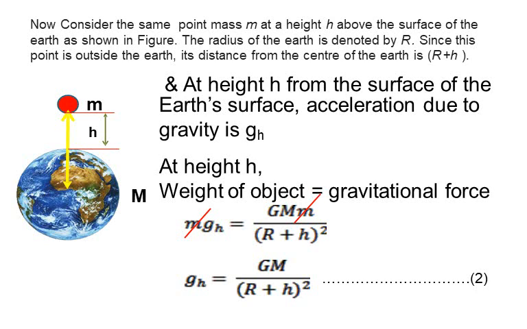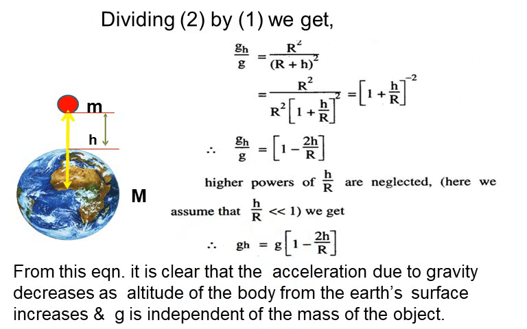The total distance from the center of Earth now will be capital R plus small h, and let gh be the acceleration due to gravity at this height. So m gh will be equal to GMm upon (R plus h) whole squared, and you will get gh is equal to GM upon (R plus h) whole squared as equation number 2.